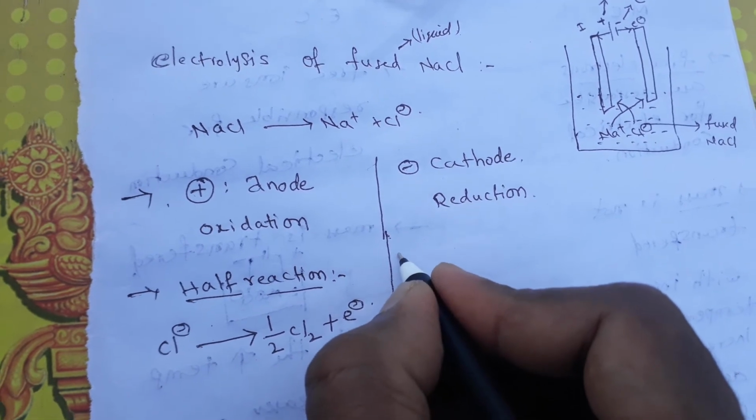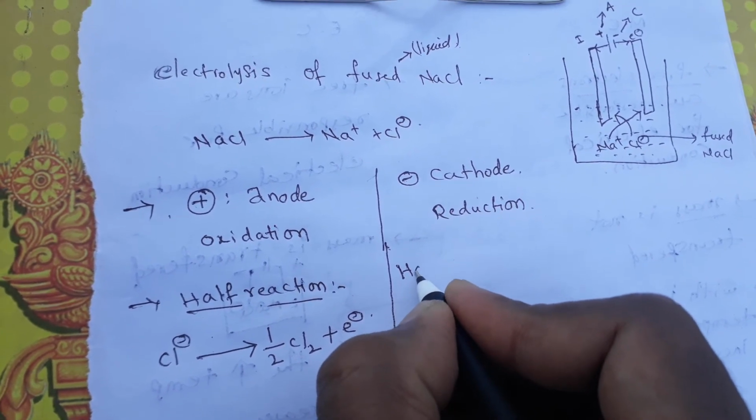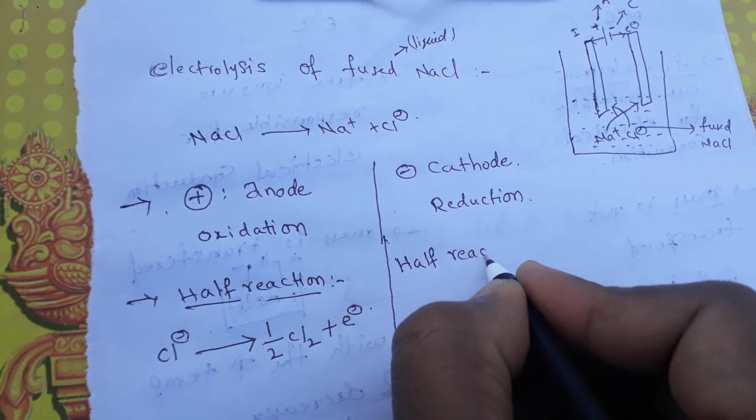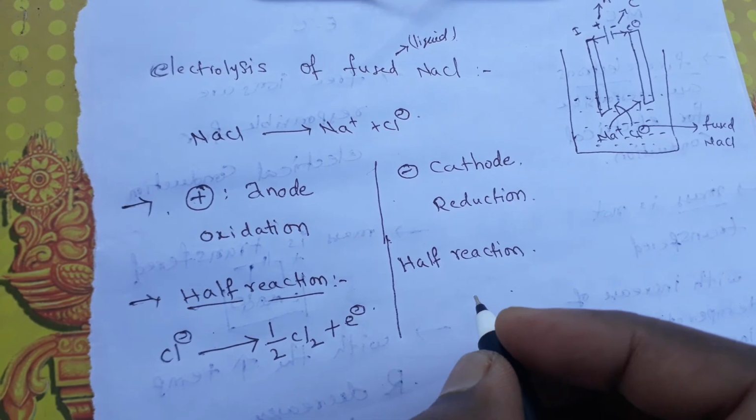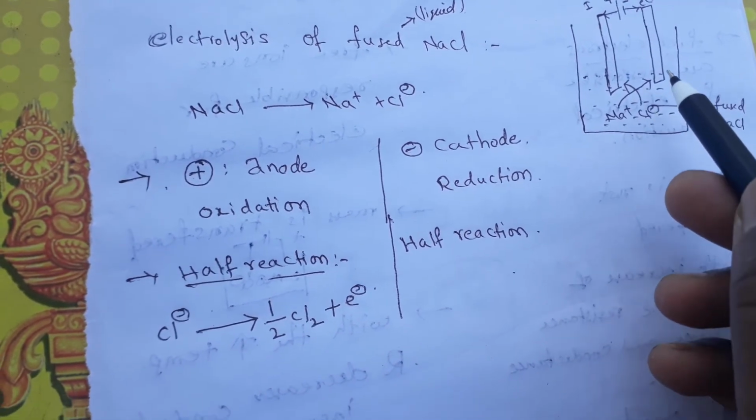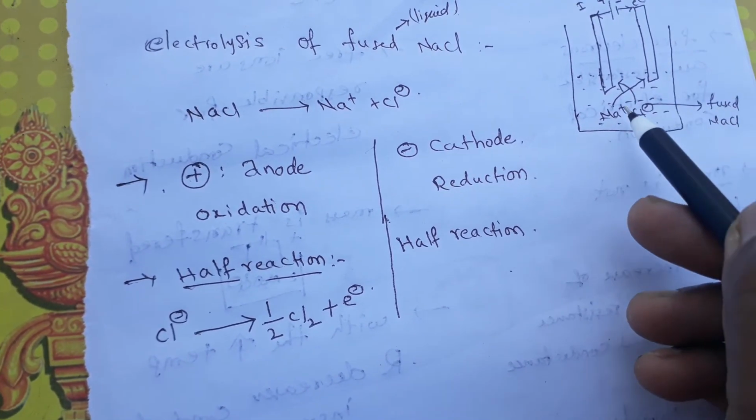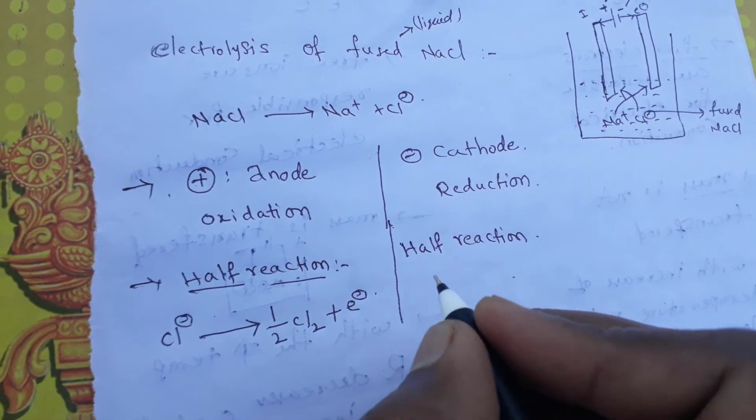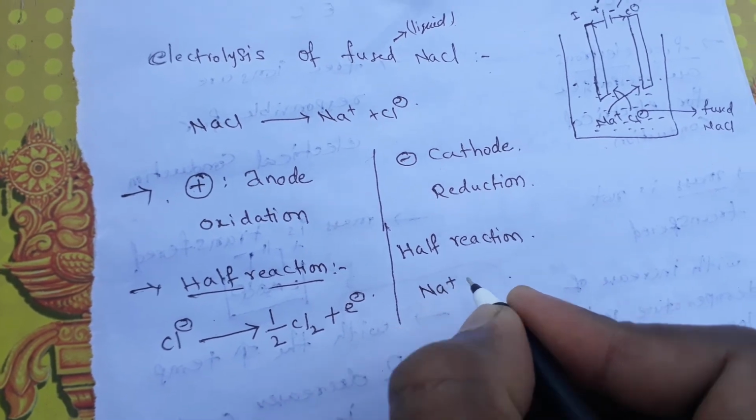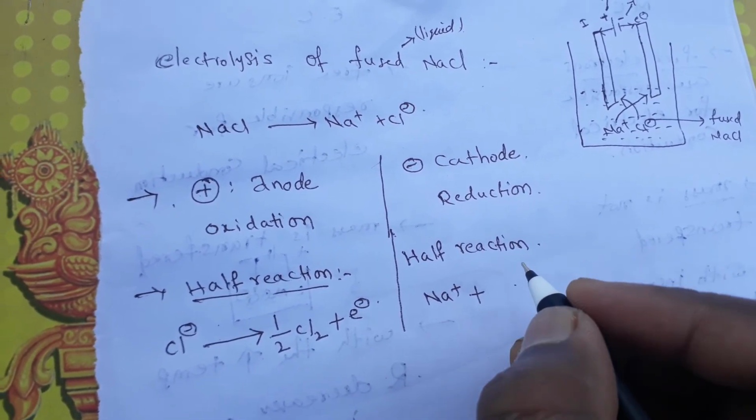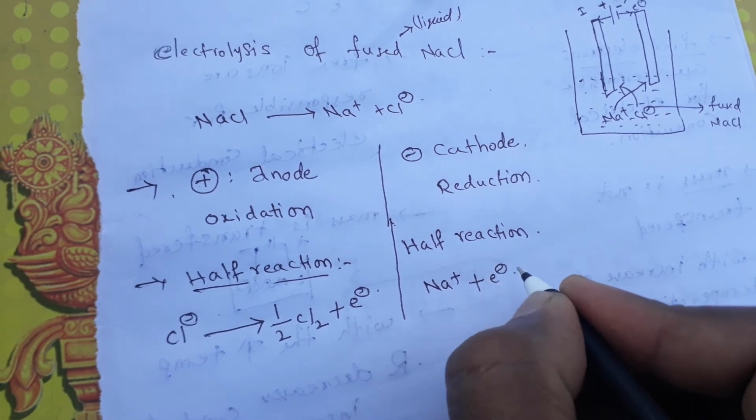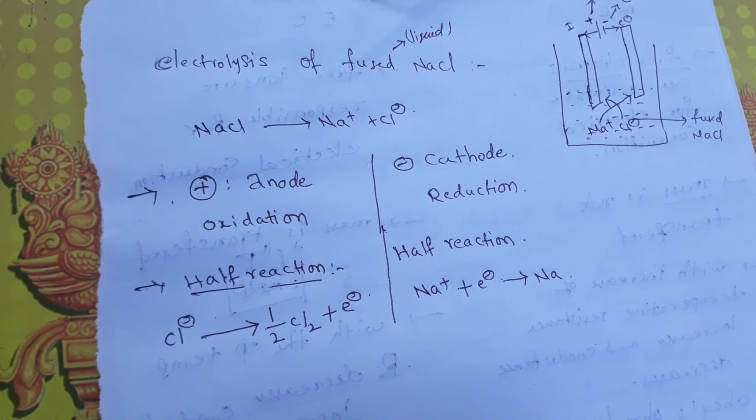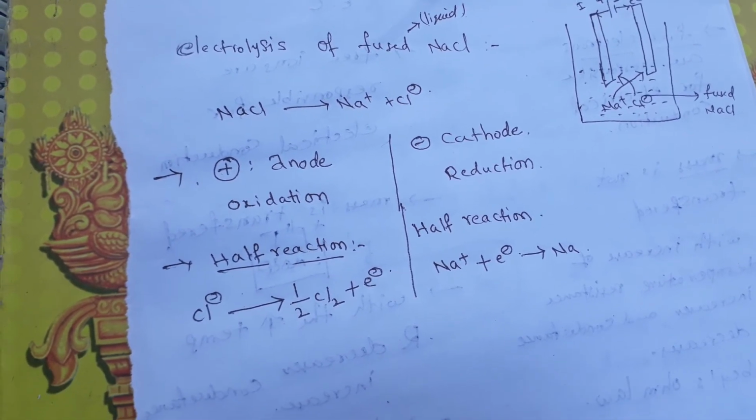And if you take the reduction half reaction at cathode, which ion moves towards the cathode? Cathode means negative signed one. Negative sign means here more number of electrons will be there. So obviously Na+ will move towards the cathode, and it gains electrons, and it will give the sodium metal. So sodium deposition will take place at the cathode.